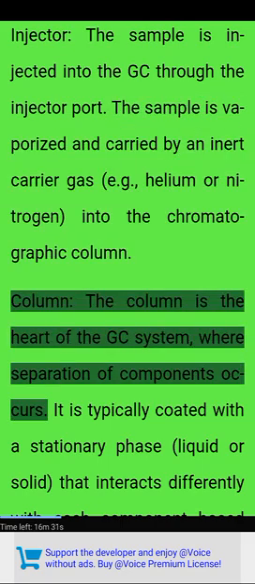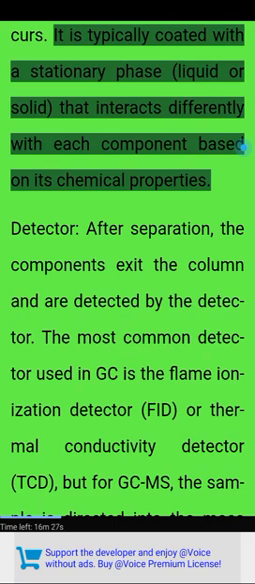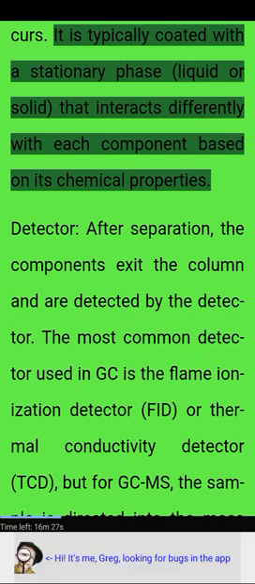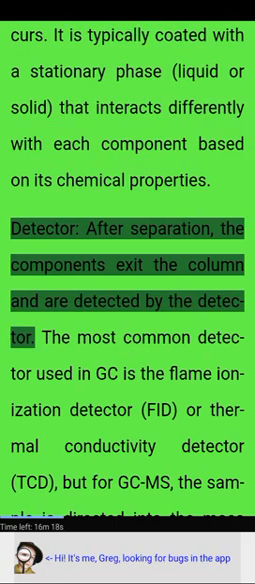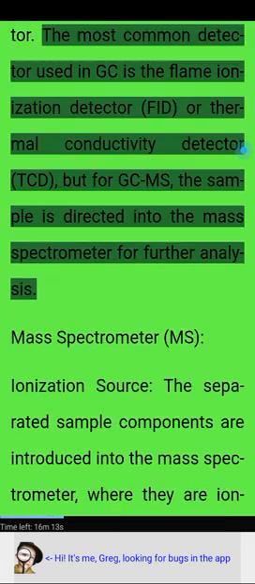Column. The column is the heart of the GC system, where separation of components occurs. It is typically coated with a stationary phase, liquid or solid, that interacts differently with each component based on its chemical properties. Detector. After separation, the components exit the column and are detected by the detector. The most common detectors used in GC are the flame ionization detector, FID, or thermal conductivity detector, TCD, but for GCMS, the sample is directed into the mass spectrometer for further analysis.